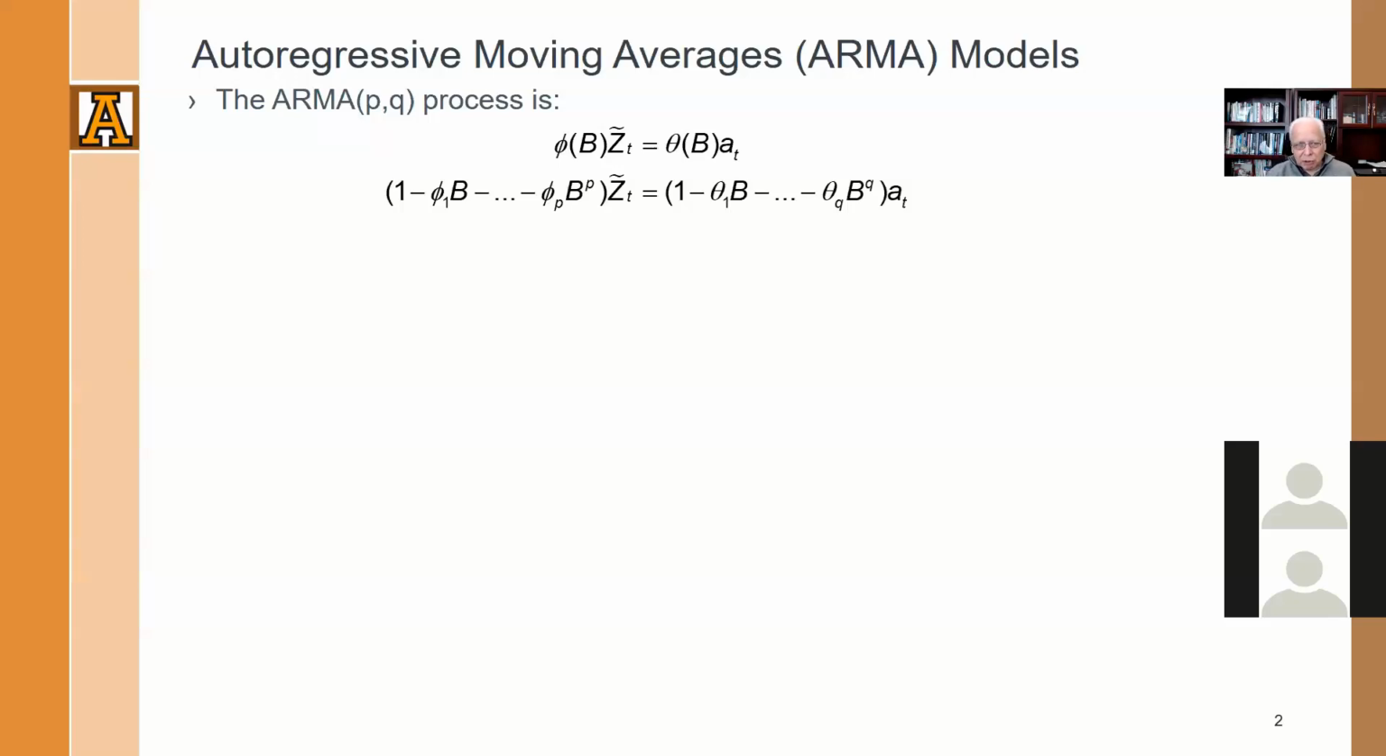Now, the ARMA model can be written in this form. I have an autoregressive polynomial applied to Z_t, and that is equal to the moving average polynomial applied to a_t, where a_t is, as it's been so far, white noise. Okay. So in other words, our model is 1 minus phi_1 B minus phi_2 B squared minus phi_3.